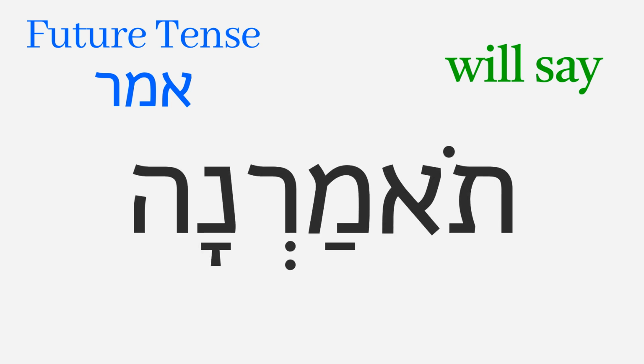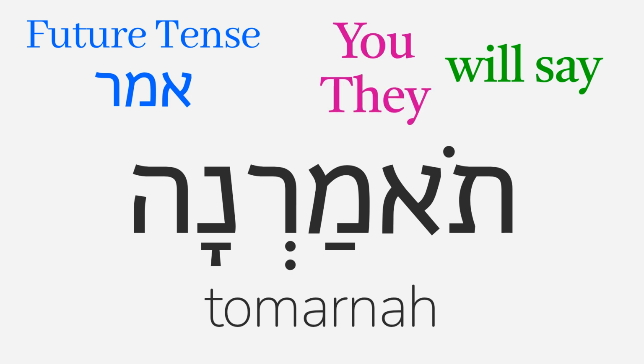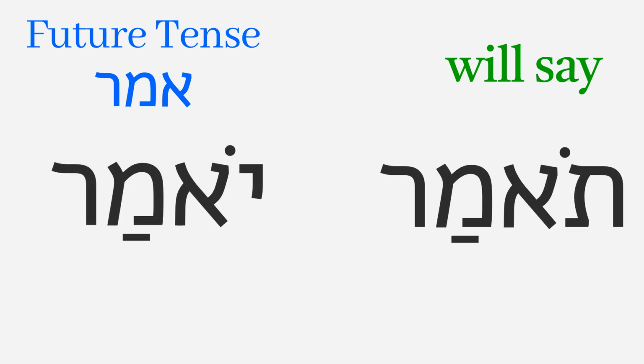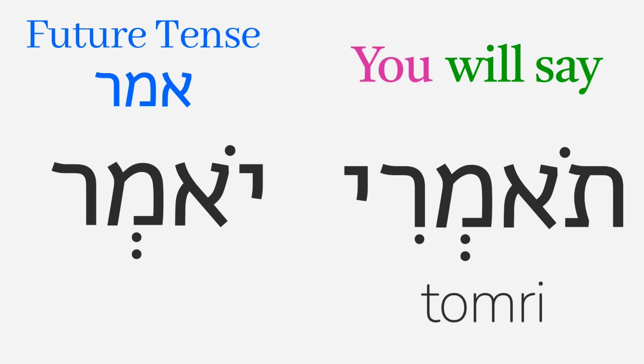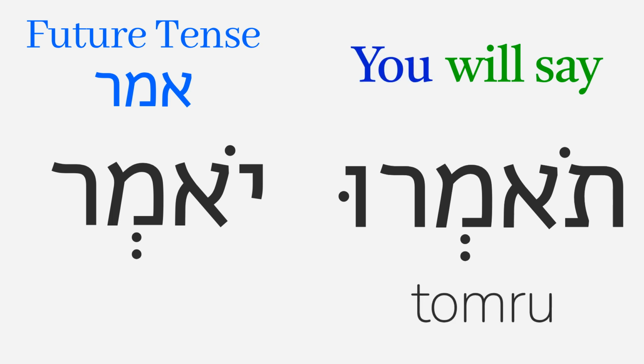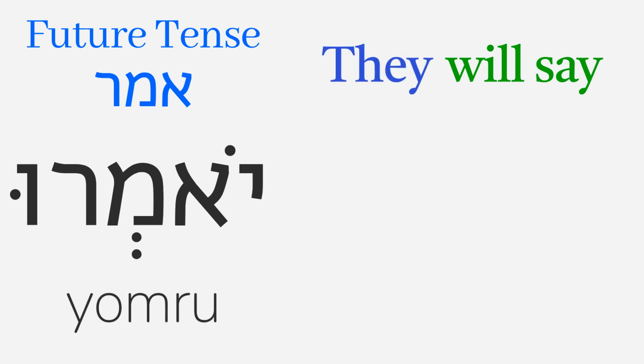Adding na to tomar, we make tomarna, which means you will say feminine plural, or they will say in feminine form. To make the other forms, we take tomar or yomar, and shorten the vowel on the second root letter, the patach in this case, to a shva. Then we add e to tomar to make tomri, you will say feminine singular, or u to make tomru, you will say masculine plural. Adding u to yomar with the shortened vowel makes yomru, they will say in masculine form.